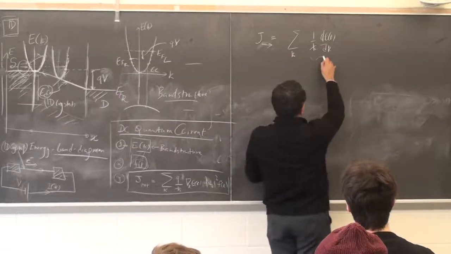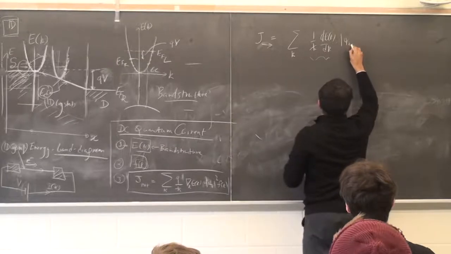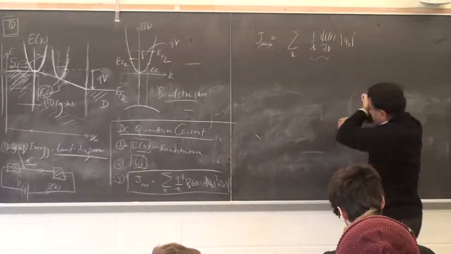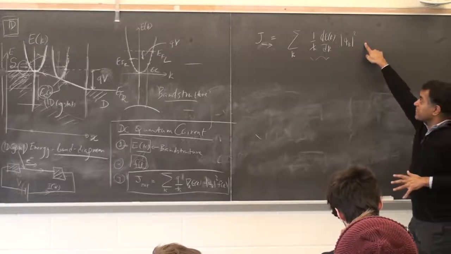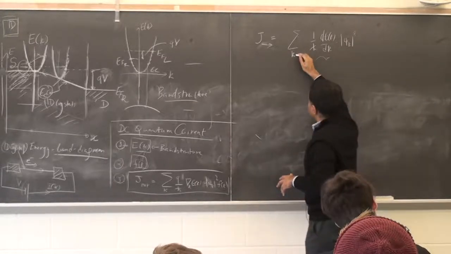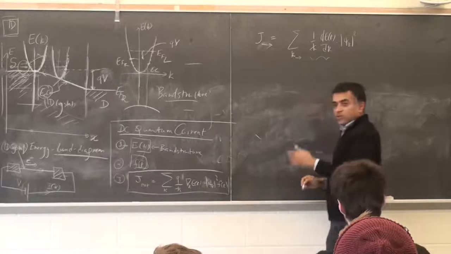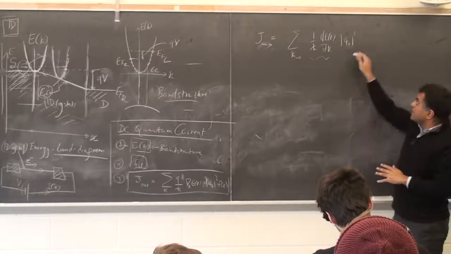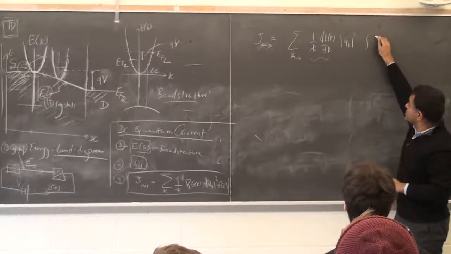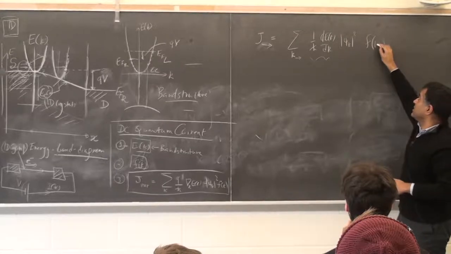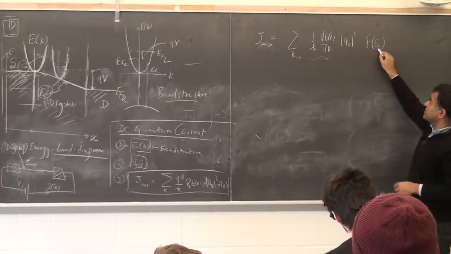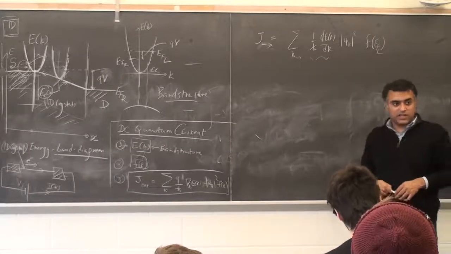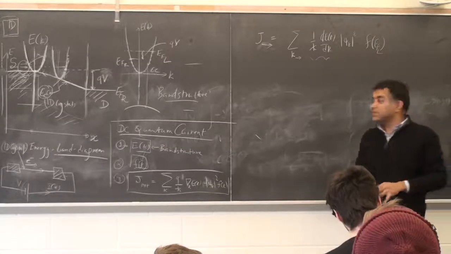So this is the group velocity. Let me just write psi k squared. And then I must have the occupation function of the k states, right? And I'm summing over only k going to the right, the positive k's. And here, I should have a Fermi function with what Fermi level? To the right, those carriers came from the left contact, so the Fermi level of the left side.